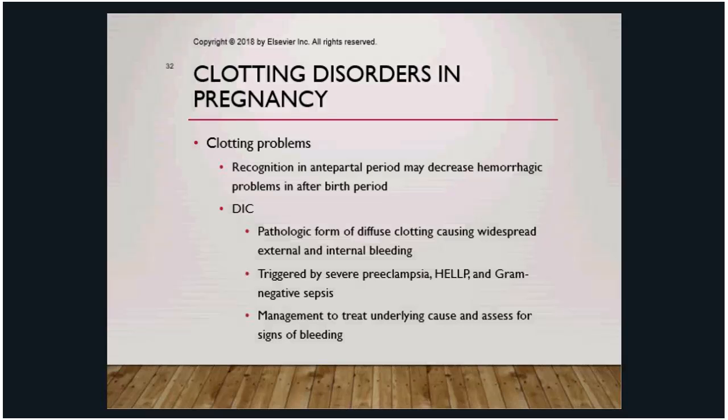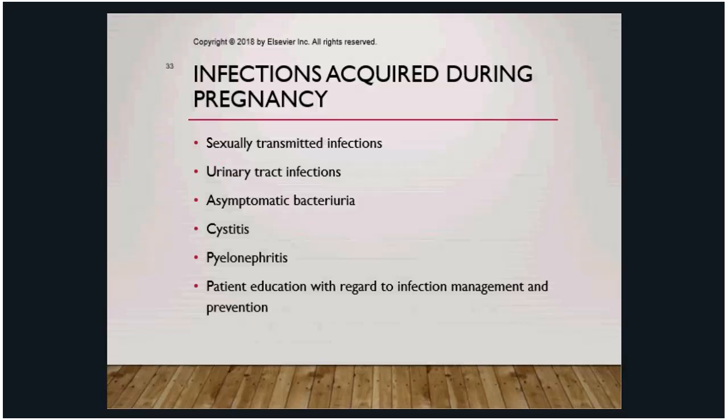Clotting disorders in pregnancy. Clotting problems, recognition in an antepartal period may decrease hemorrhage problems in the birth period. DIC is a pathological form of diffuse clotting, widespread external and internal bleeding. It's triggered by severe preeclampsia, HELLP syndrome, and gram-negative sepsis. Management is to treat the underlying cause and assess for the signs of bleeding.